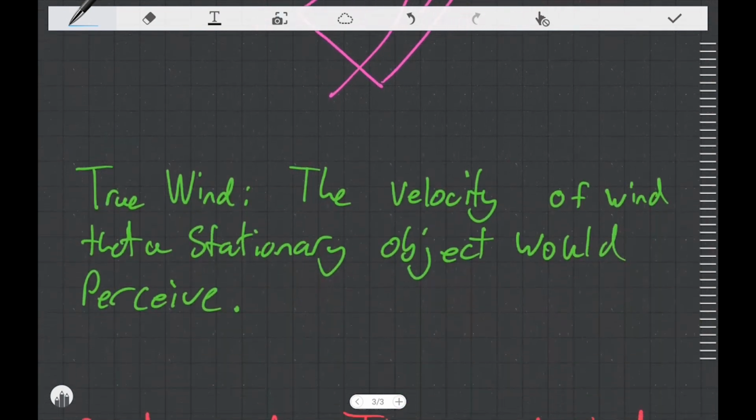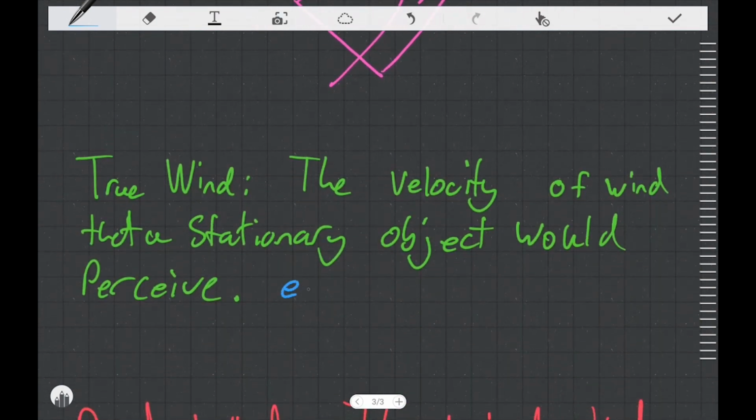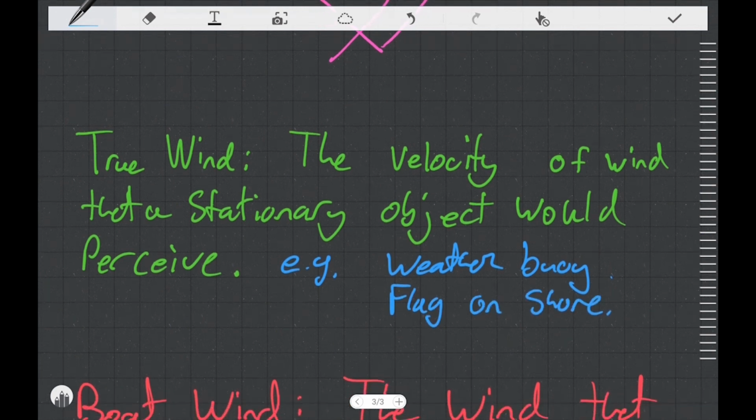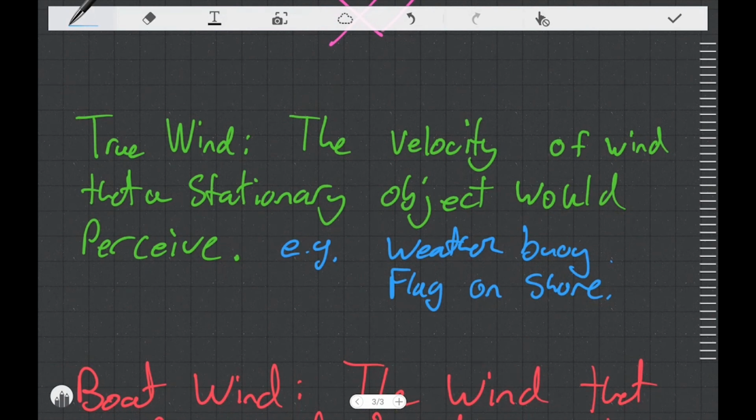Some examples of where we would get true wind information: maybe a weather buoy. We could get true wind direction from a flag on shore. We could get true wind speed from somebody who's anchored or who is standing on shore, so they're not moving, and maybe they're using an anemometer.